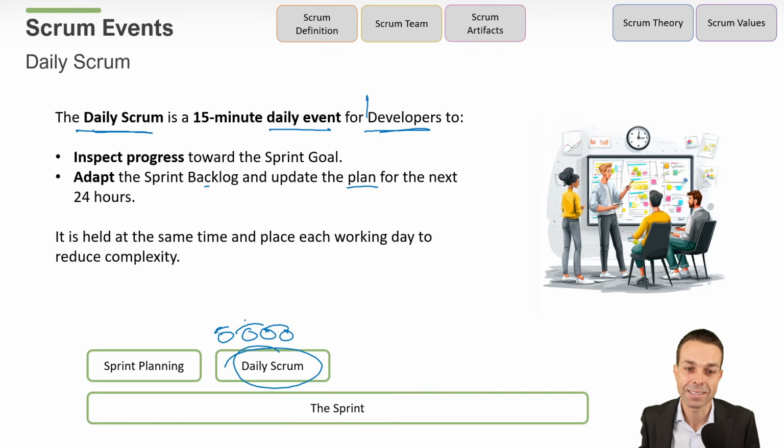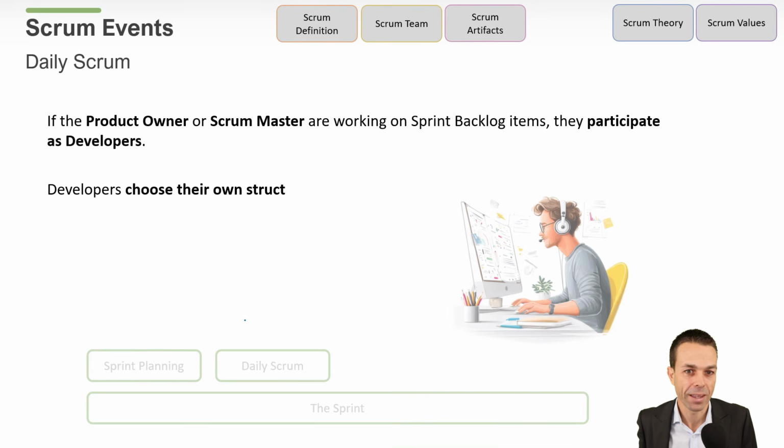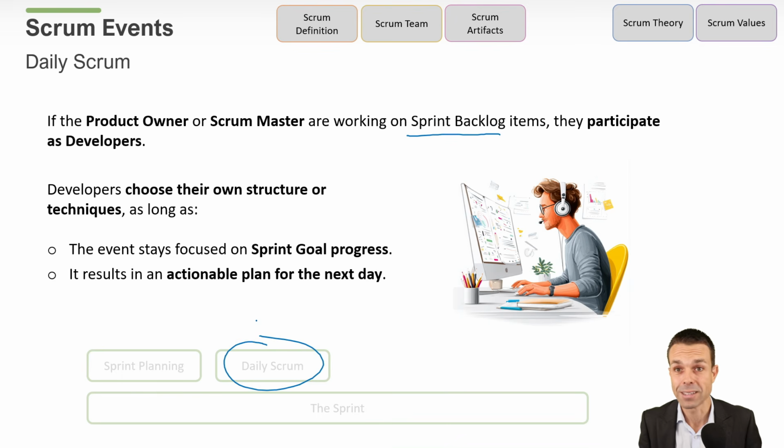It's held at the same time and place each working day to reduce complexity. So we know when it's going to happen. It's nice and straightforward. If the product owner or Scrum Master are working on sprint backlog items, then they can participate in the daily Scrum. Otherwise, it's only for people doing the work. It's only for developers. But if anyone else is working on an item, then they can participate as developers. So I hope that makes sense. But what that means is we don't typically want other people, especially like executives or other stakeholders who are not doing the work. We don't really want them involved. This is more just for the people who are actually getting things done at this time.